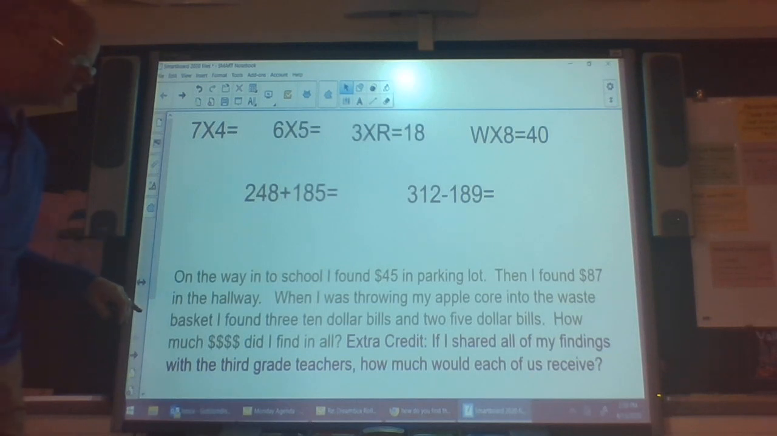I'll read the word problem for you. On the way to school, I found $45 in the parking lot. Then I found $87 in the hallway. When I was throwing my apple core into the wastebasket, I found 3 $10 bills and 2 $5 bills. How much money did I find in all?